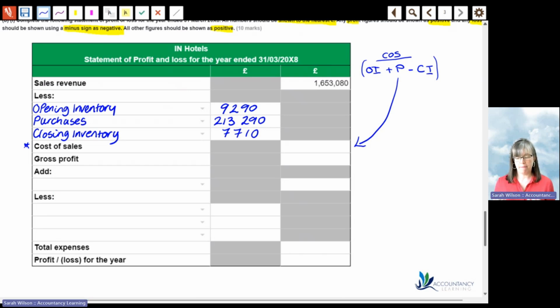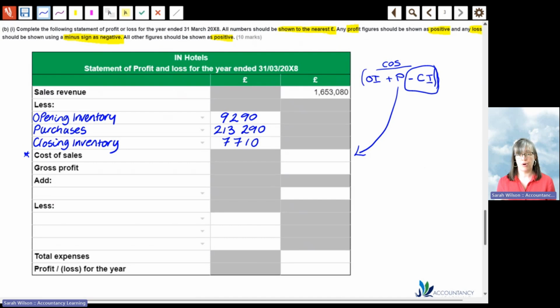It's really important to remember here that when you're looking at your cost of sales figure, the closing inventory is a minus. However, in the question, the only figure that should be entered as a minus is a loss, if we come to a loss at the end of our statement. We are told that all other figures should be shown as positive. So although our calculation for the cost of sales is going to be adding these 2 together and minusing this one, we don't put the negative figure in the closing inventory figure in the actual question.